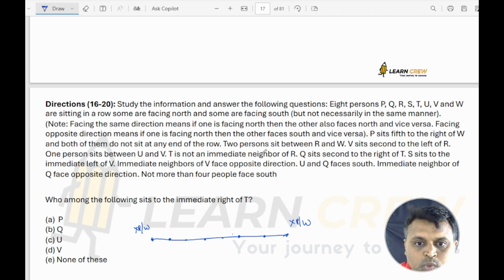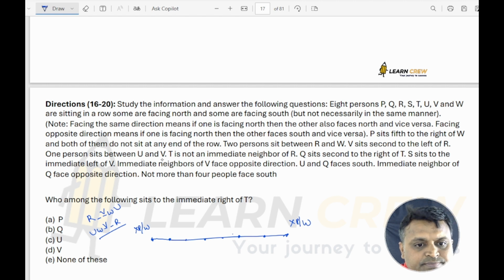Next, two persons sit between R and W. Next, V is second to the left of R. It can be like this or it can be like this. If R is facing north, then V is second to the left of R. If R is facing south, V is second to the left of R. Next, one person sits between U and V, which means here you have to get U or here you have to get U. Okay?